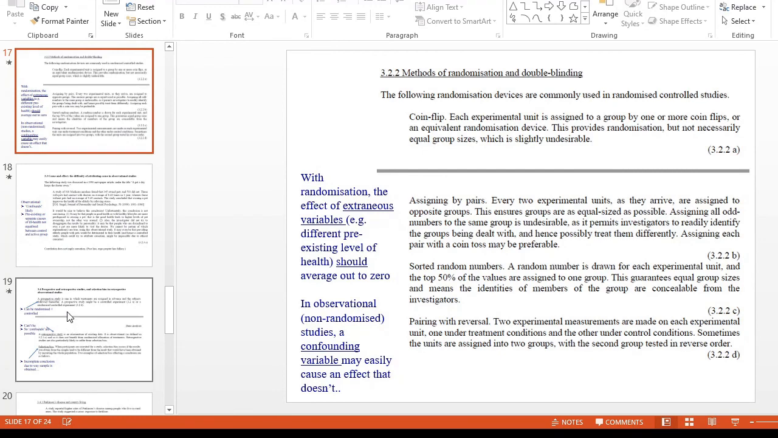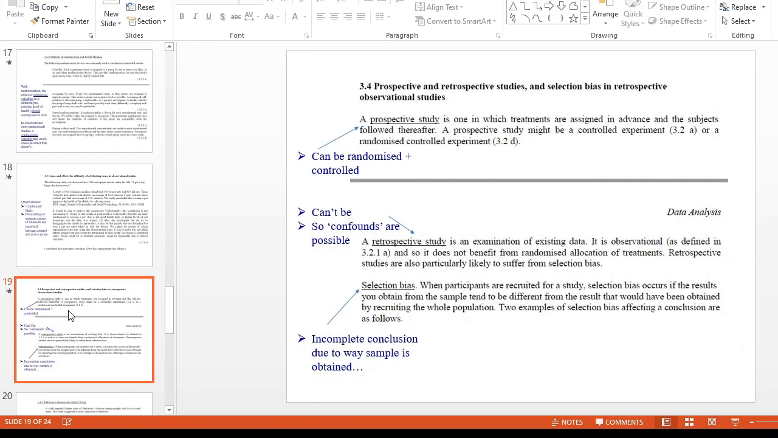What else? It's useful to discuss the terms prospective and retrospective. A prospective study is one which is planned in advance. So in the case of the medical trial of treatment A or treatment B, the treatments are assigned in advance and then the subjects are followed. Prospective studies are important because they can be done as a controlled experiment, hopefully as a randomized controlled experiment.